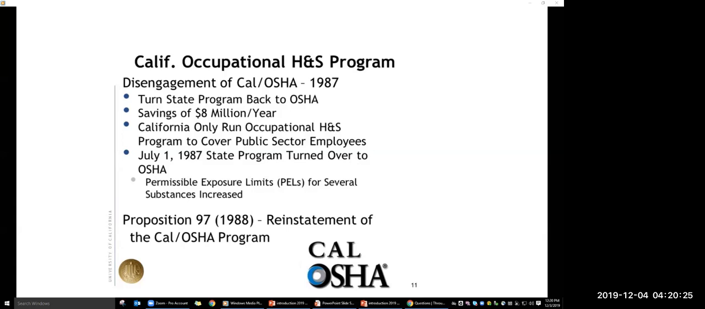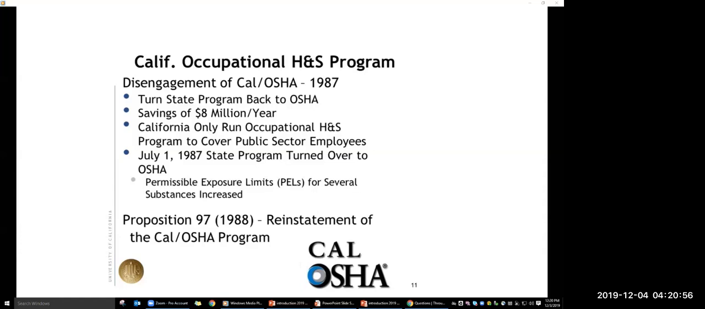This would not completely kill the Cal-OSHA program because Cal-OSHA would still run a program to cover public sector government employees. The major impact on worker health and safety is that federal OSHA regulations were not as stringent as California's, especially the PELs, which were based on the 1968 ACGIH TLVs and are never updated. Cal-OSHA updated their PELs every 3 or 4 years.